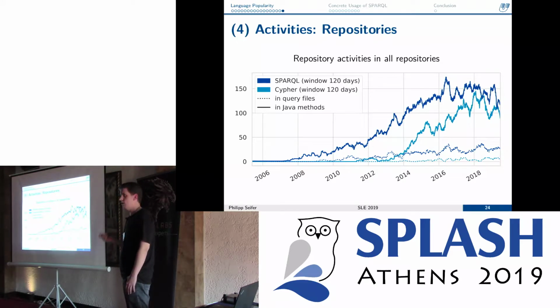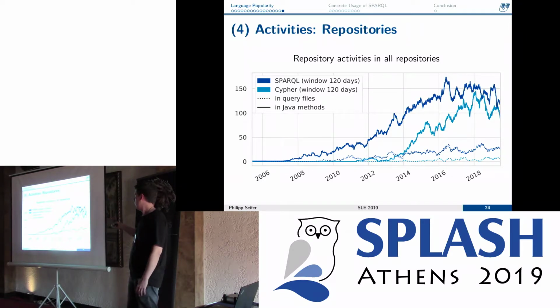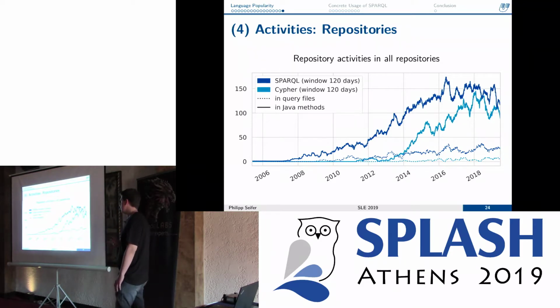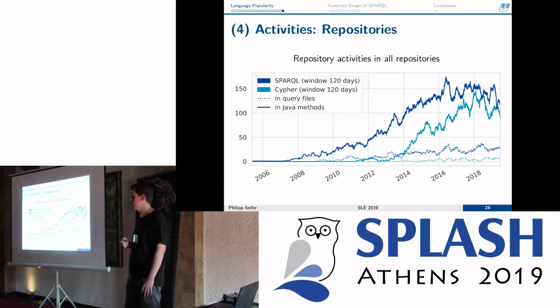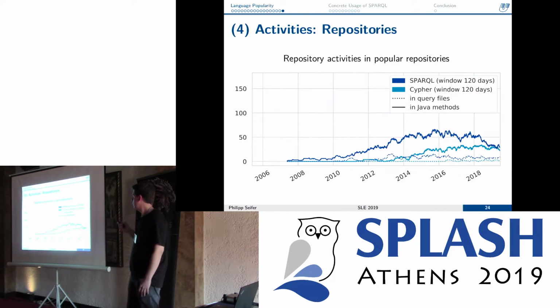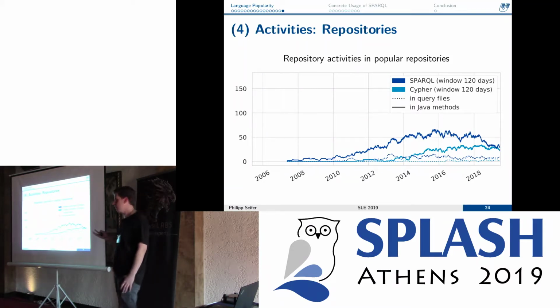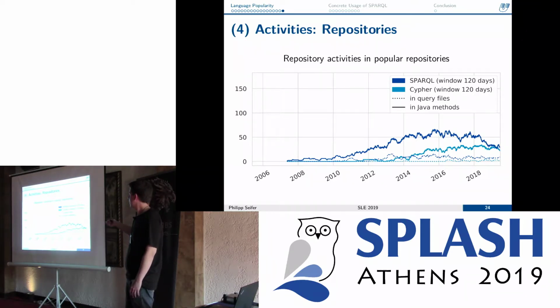for the dedicated query files, we can see that Cypher dedicated files are very rarely used, and also Sparkle dedicated files are far less common than method included queries, even though it's slightly more than for Cypher. When we also include the popularity criterion, so only look at projects with 2 or more stars now, we can see pretty much the same picture, and Sparkle is even more popular and more active in this comparison.